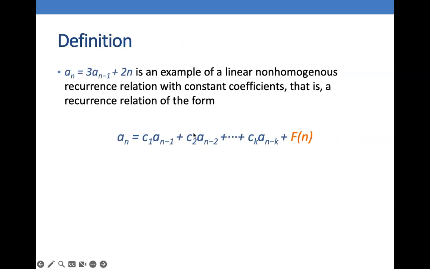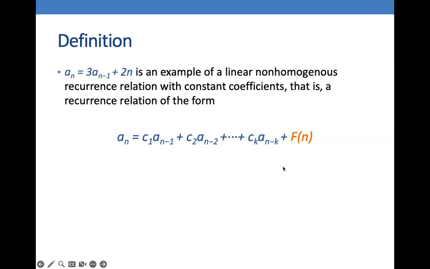Okay, so we have this recurrence relation, which is non-homogeneous and linear, and it also has constant coefficients. That is a recurrence relation of this form. So this is the general form. A sub n is equal to c sub 1 times a sub n minus 1 plus c sub 2 times a sub n minus 2 until c sub k times a sub n minus k plus the addition of this non-zero constant term f of n.